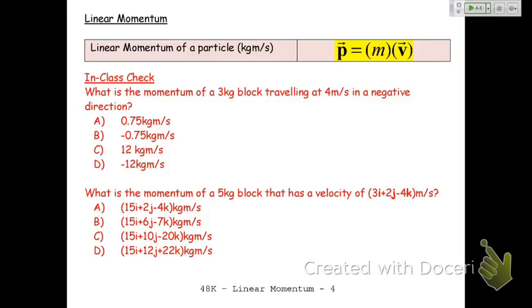So let's talk about linear momentum. Linear momentum, symbol little p, is mass times velocity. When you multiply a scalar by a vector, you get a vector, so momentum is a vector. It points in the same direction that the velocity does.